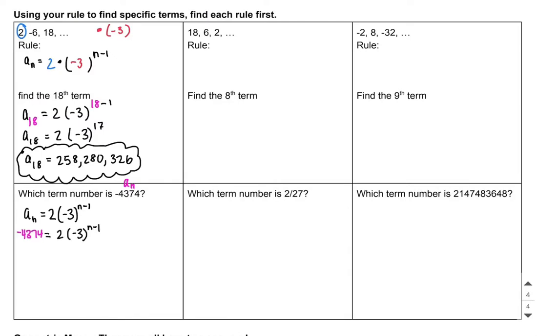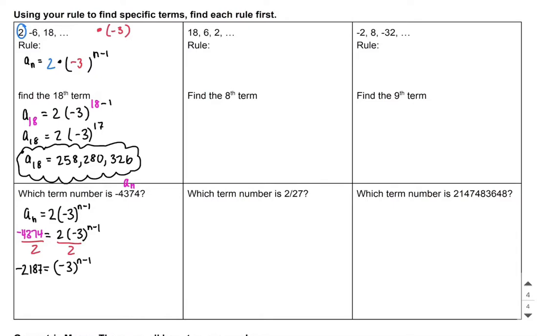Now, what I want to do first is get rid of this 2 in front. I want to have a base raised to a power. So I'm going to divide by 2 on both sides. I'm going to get negative 3 raised to the n minus 1 power is equal to negative 2,187. From there, I want to rewrite negative 2,187 in terms of negative 3 to some power. Then you can play with it in your calculator. Its exponent isn't going to be that big. It's going to be somewhere between 1 and 10 because otherwise it'd be a super massive number like this one.